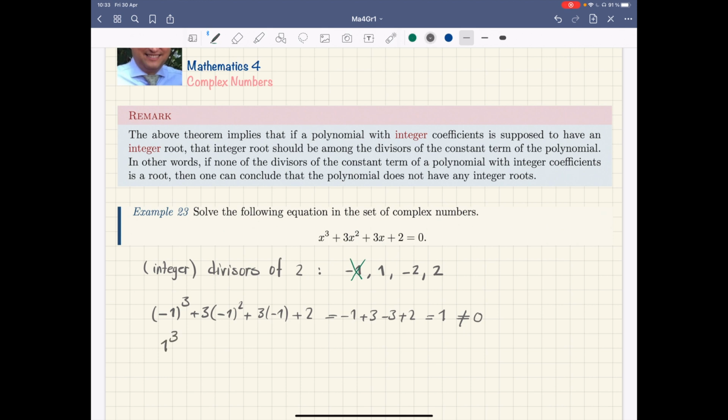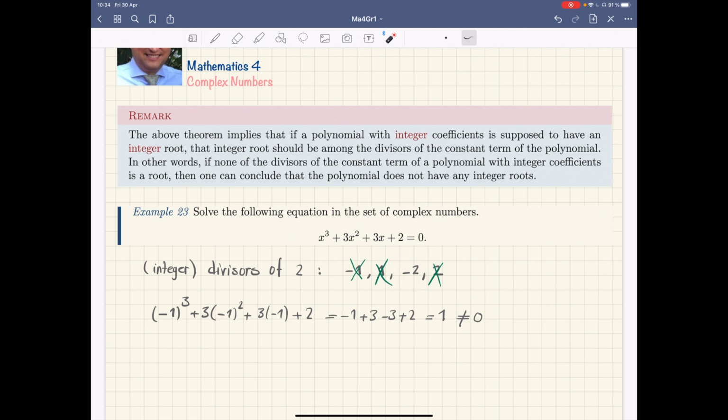Let us check the other one, 1. So it becomes 1 to the 3 plus 3 times 1 to the 2 plus 3 times 1 plus 2. I really don't need to waste time, because every sign is positive. It is clear that this cannot be the answer. That was my bad, I don't even need to check. If I put 2 here, it becomes positive. If I put 1 here, it becomes positive. So let me just cross them over. I only have the hope for this one.